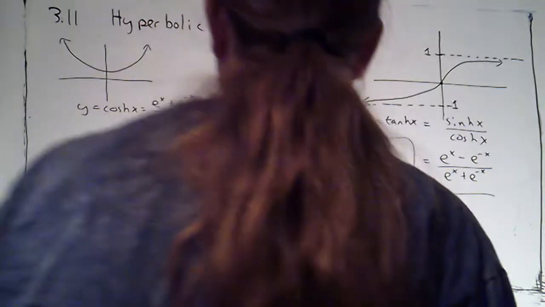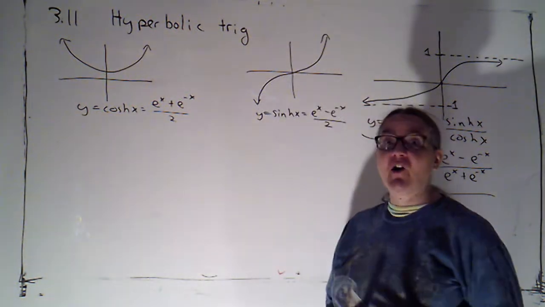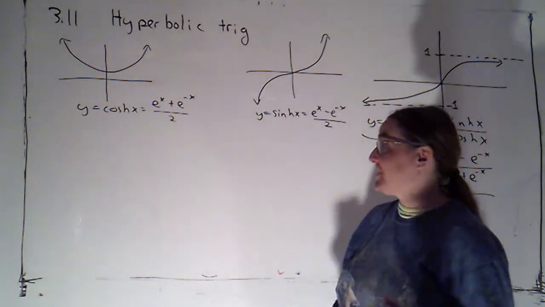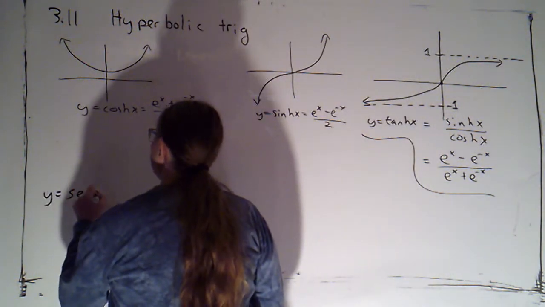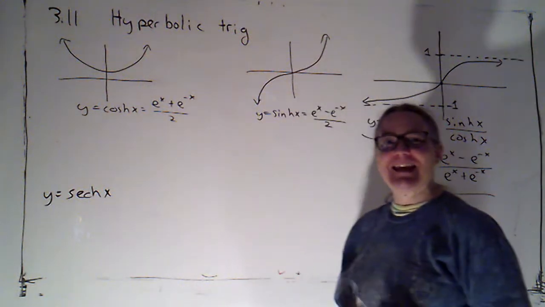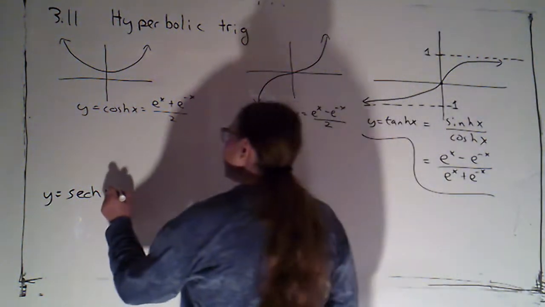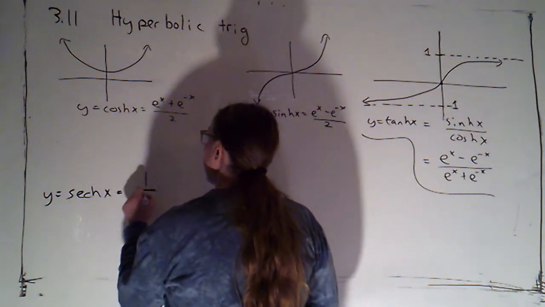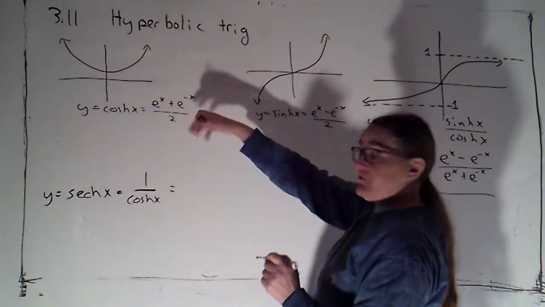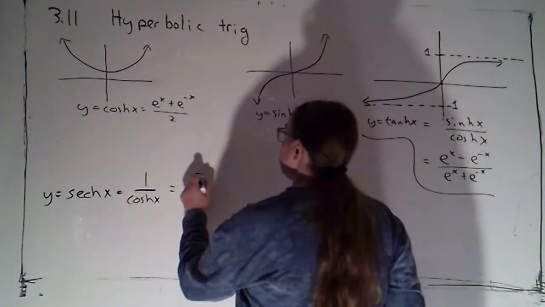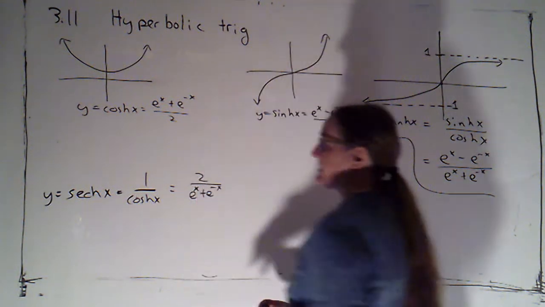I mentioned there are 6 hyperbolic trig functions, and you could probably guess what the other ones are. We're just going to borrow from the regular trig functions. So we're going to have y equals sech x, and that is how you say that, sech of x. That's the hyperbolic secant. And I can define that as the reciprocal of cosh of x, or I could define it in terms of the exponential function by actually flipping that fraction and saying that's 2 over e to the x plus e to the negative x.